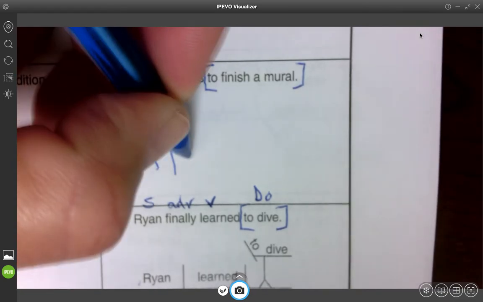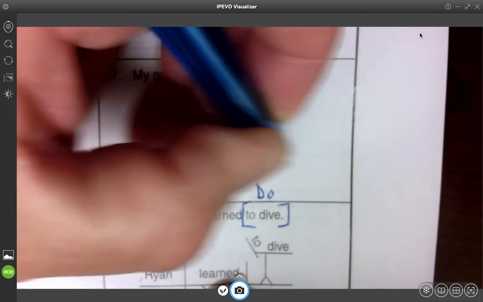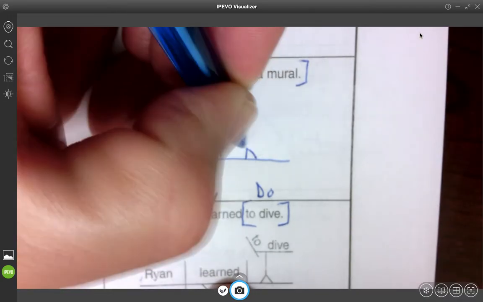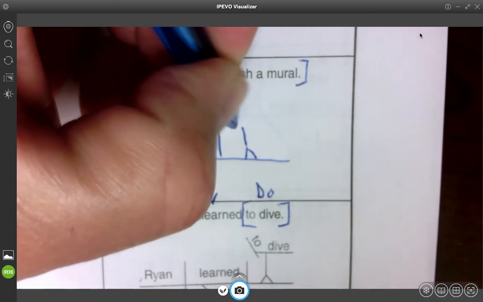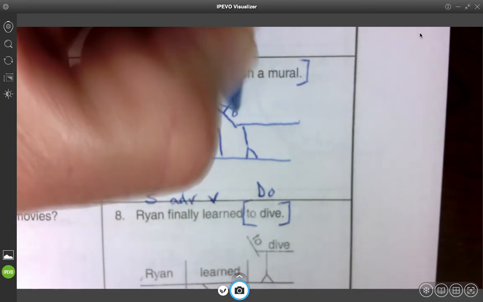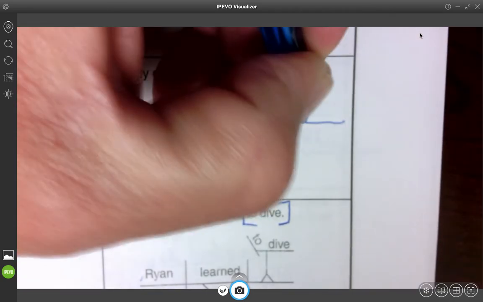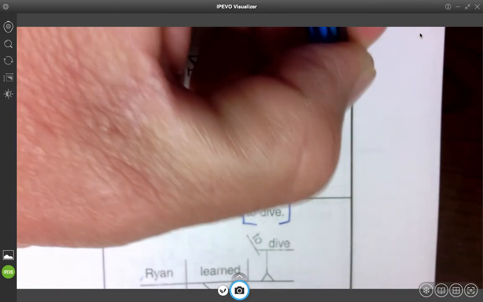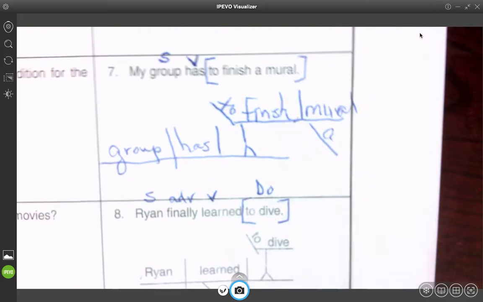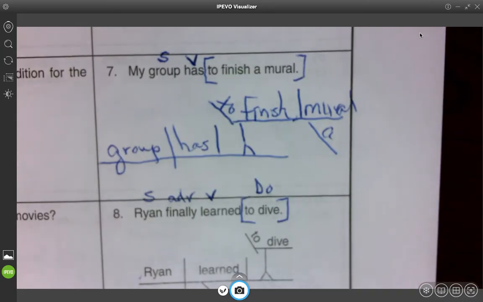Group has, and then I have my infinitive, direct object, infinitive to finish, and then this noun acts as its own separate object to finish a mural. Again, with these infinitive sentences, we want to be taking a close look to determine what part of speech my infinitive is serving as.